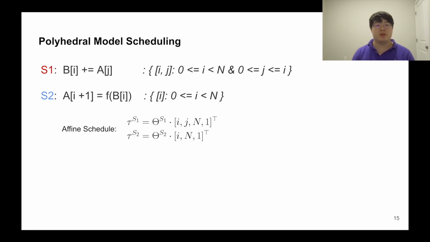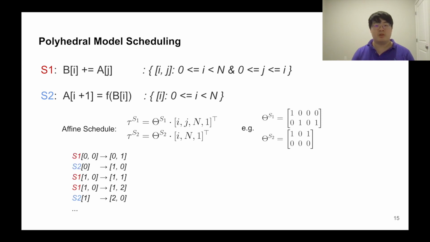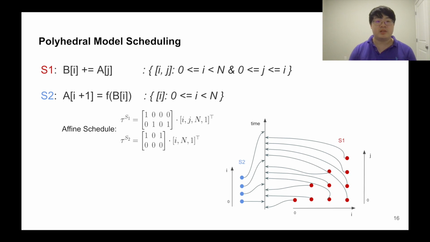For this example, here is one possible schedule. Under this schedule, the iteration 0,0 of statement S1 is assigned the timestamp 0,0. The iteration 0 of statement S2 is assigned the timestamp 1,0, and so on and so forth. Timestamps are lexicographically ordered, meaning that their entries are compared from left to right. Here's a diagram illustrating the timeline of the order of evaluations of instances for this example.